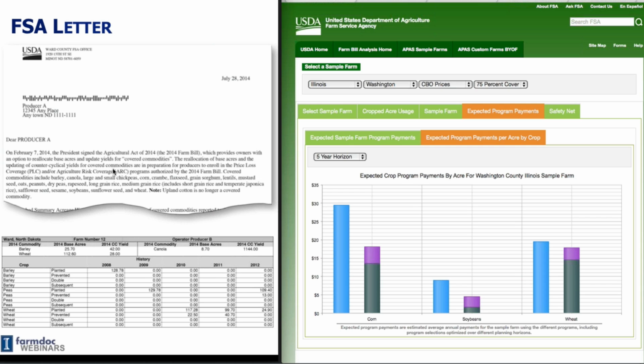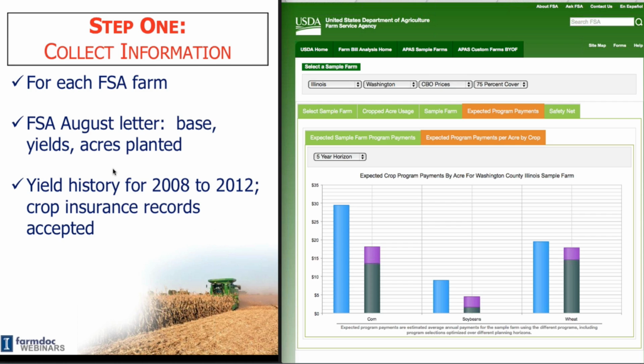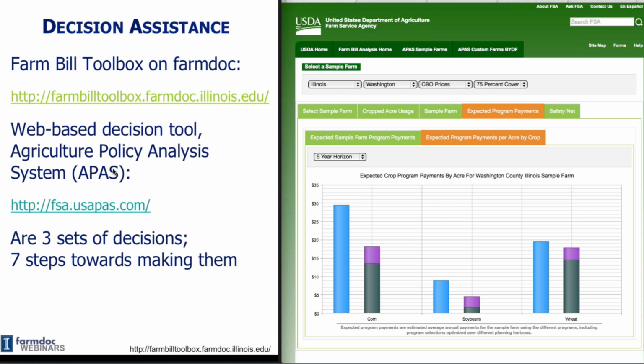Yes, this is a question. FSA needs yields from 2008 to 2012, but acres from 2009 through 2012. That is correct. They are different periods. And there's also, if you look at it closely, a lot of different plug yields. There's one plug yield for ARC-County, which will be different for ARC-Individual, and in which case ARC-County is using 75% of the county average. ARC-Individual is using something else. I can't remember what it is right now. And so there are different plug yields for different programs.